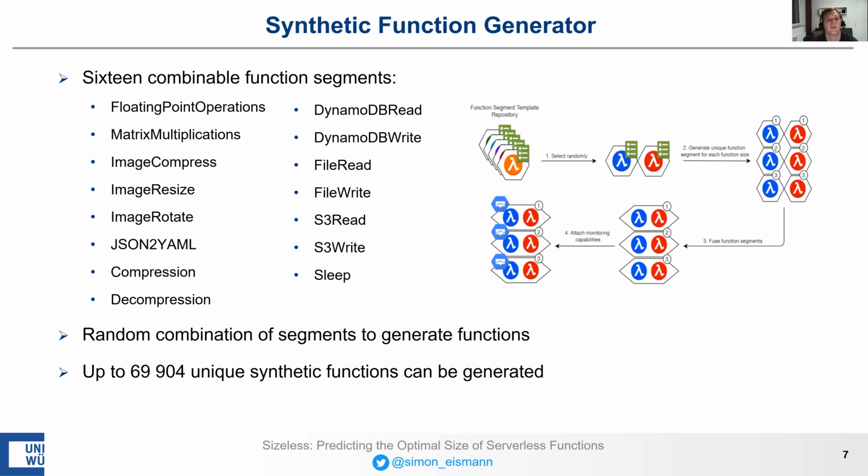The idea here is that we want to generate a vast number of synthetic functions. To do this, we implemented 16 different function segments that encapsulate tasks that are common for serverless functions, such as connecting to a database, reading and writing from a file, reading and writing to S3, managing images, and so on. These function segments are then randomly combined to form a synthetic function. This allows us to generate up to around 70,000 unique synthetic functions.